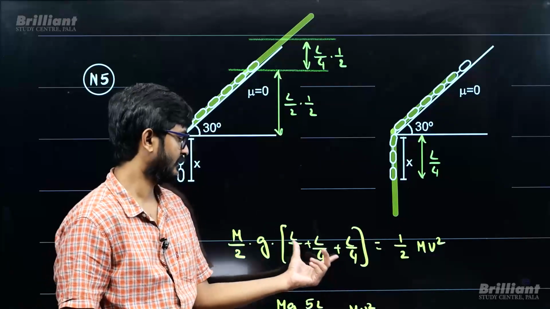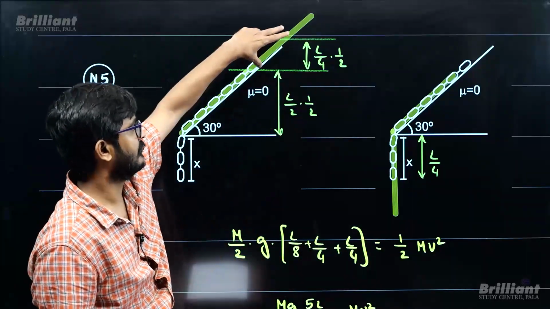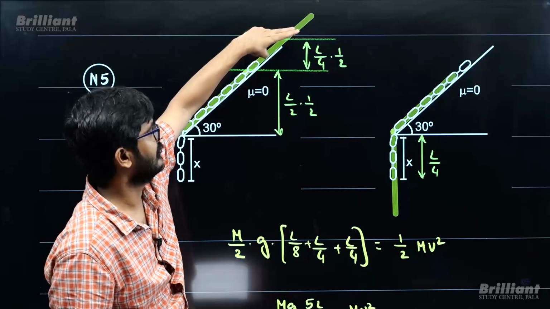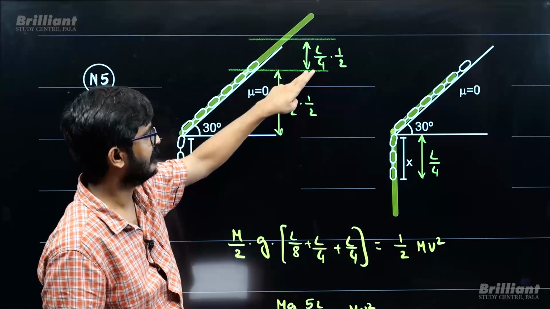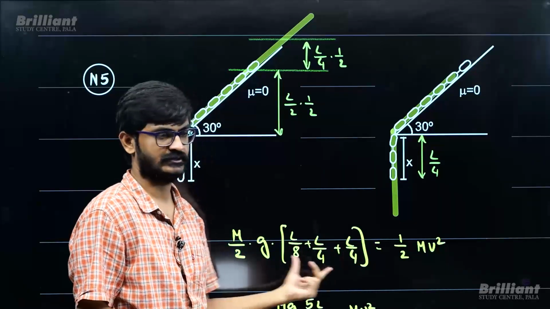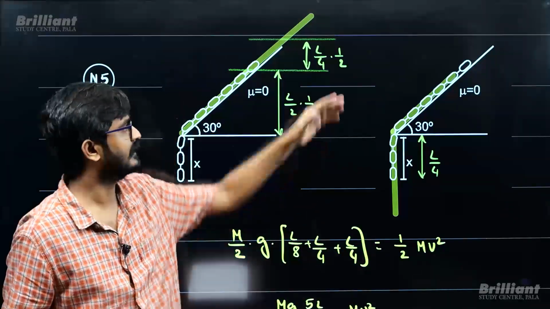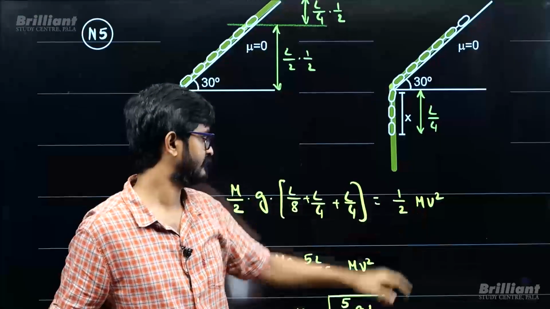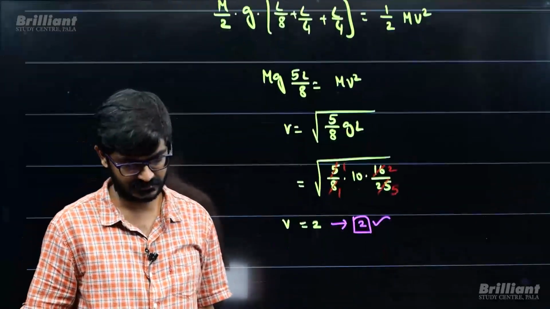So that is the length, into mass into g. Now this is only m by 2, right? The total mass is m, this mass is m by 2. M by 2 is dropping by a height L by 8 plus L by 4 plus L by 4. So this is the drop in potential energy which will be going as kinetic energy of the total thing, right? From there we will be getting the answer, right?